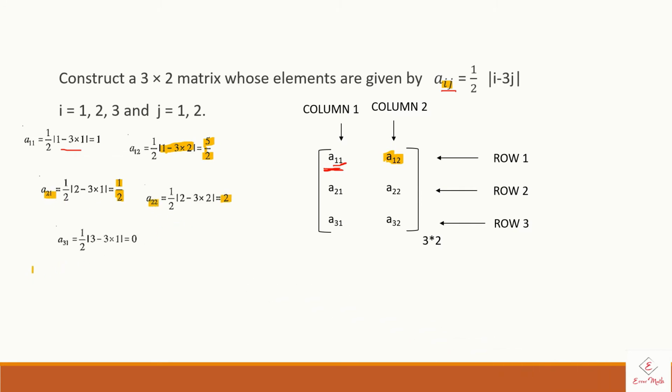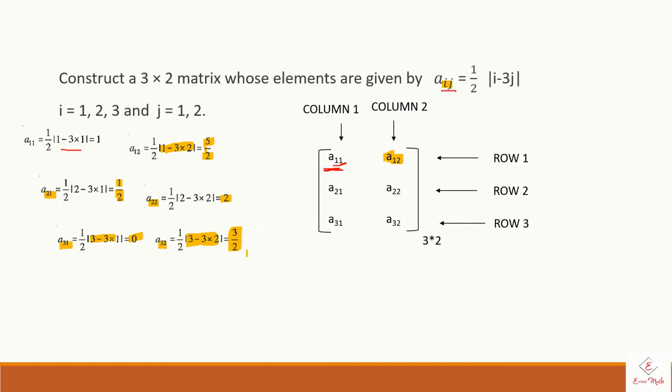For A31 the answer will be 0, because i is equal to 3 and j is equal to 1, so 3 minus 3 will be equal to 0. And the last element A32, i is equal to 3 and j is equal to 2, so 3 minus 6 becomes minus 3, and coming out of mod it becomes plus 3, which is 3 by 2.